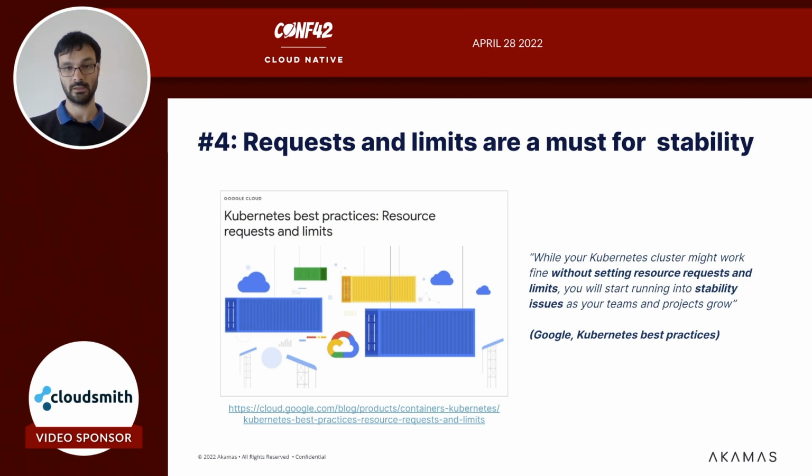Using CPU limits is a best practice also recommended by Google. Properly setting your CPU requests and limits is critical to ensure your Kubernetes cluster remains stable and efficient over time.